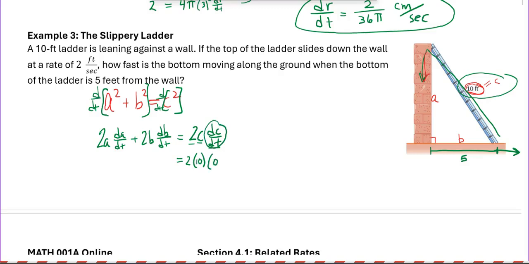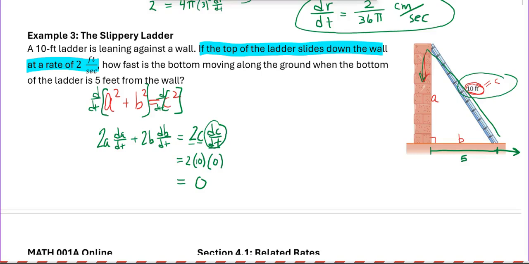It changes none. So that would be a 0. So on the right side, you just get a 0, because it's 2 times the length of the ladder, 10, times the change in the ladder, none. There's no change in the ladder. But up in the problem, we were given a rate. It says if the top of the ladder slides down the wall at a rate of 2 feet per second.